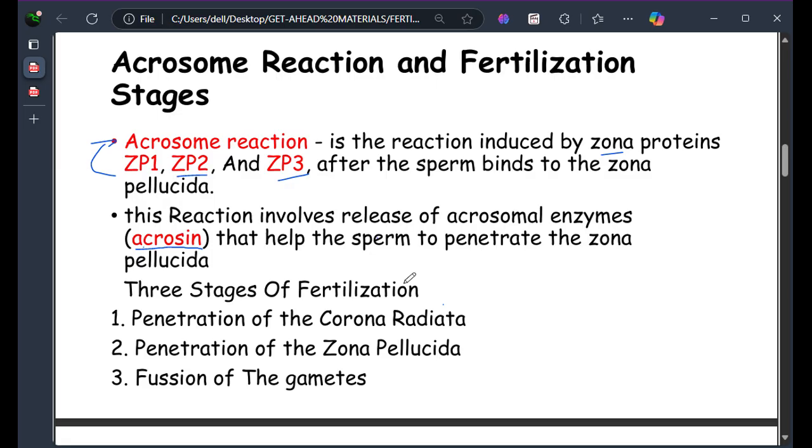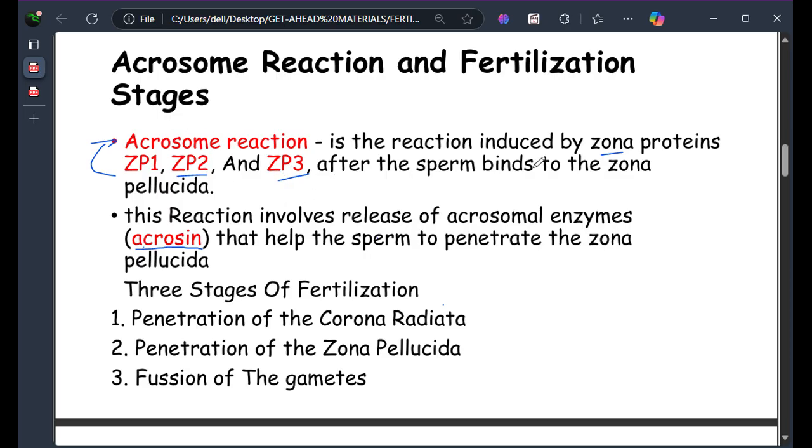These acrosin enzymes help degrade the oocyte membrane, the zona pellucida, so that the sperm can penetrate easily through those three layers, and then fertilization can occur: the fusion of the gametes, the fusion of the nuclei themselves. So that's what we are talking about when we say the acrosome reaction.